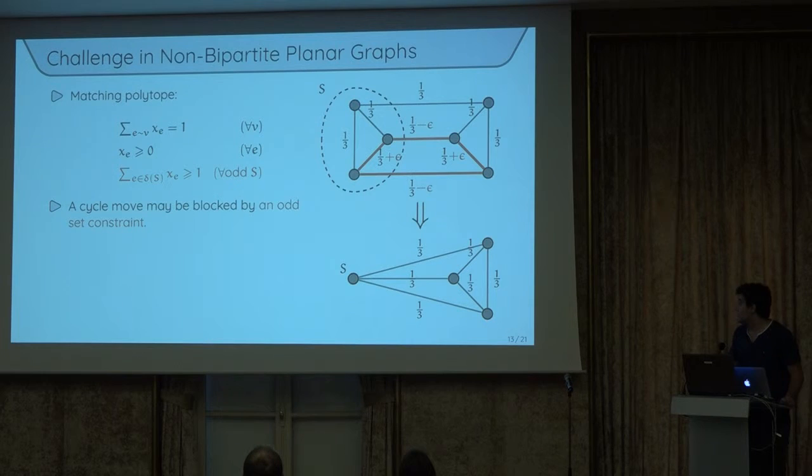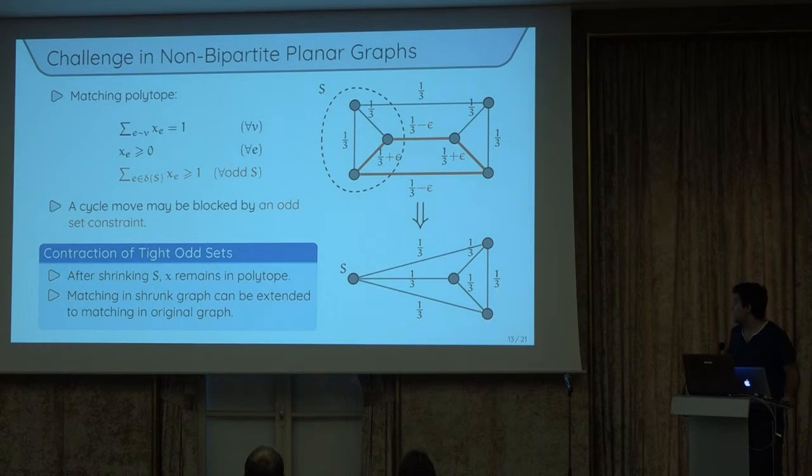Okay? But thankfully, the saving grace is that if one of these constraints is blocking you from doing the trick of adding epsilon and removing epsilon, then this constraint must be tight. And it's a well-known reduction that whenever one of these constraints is tight, you can reduce the size of your problem by shrinking the graph.